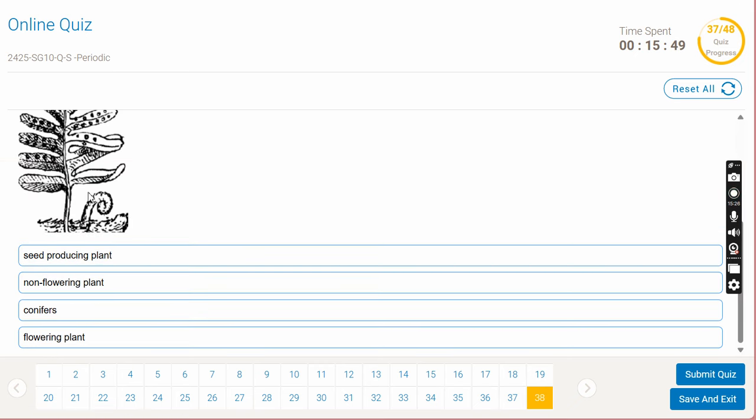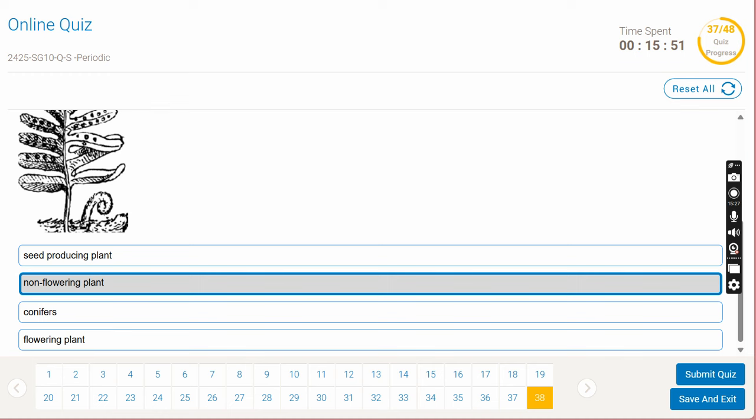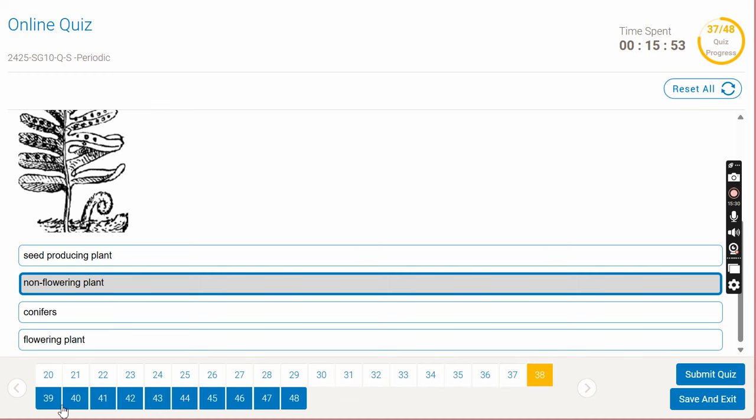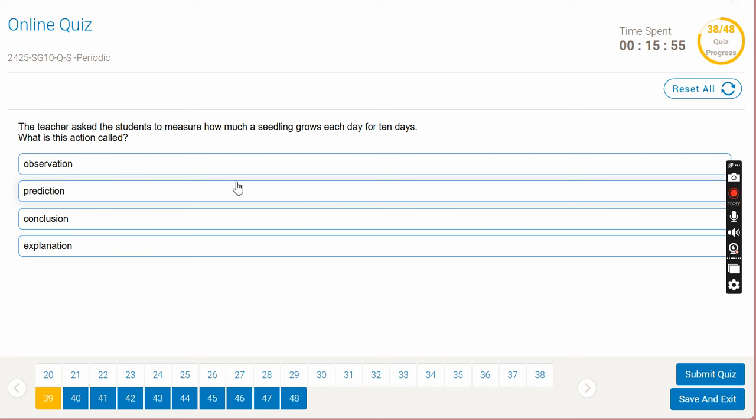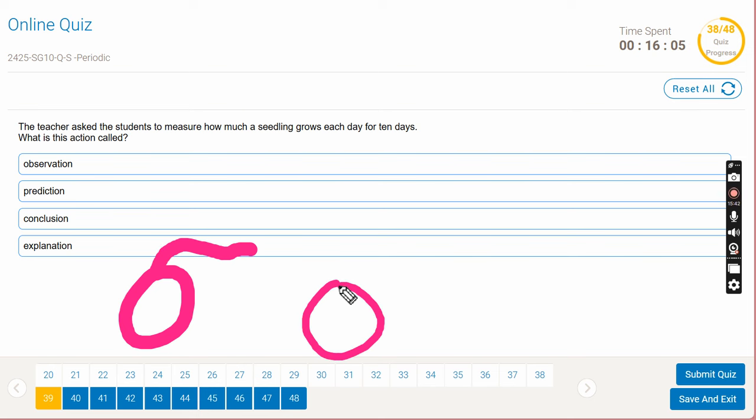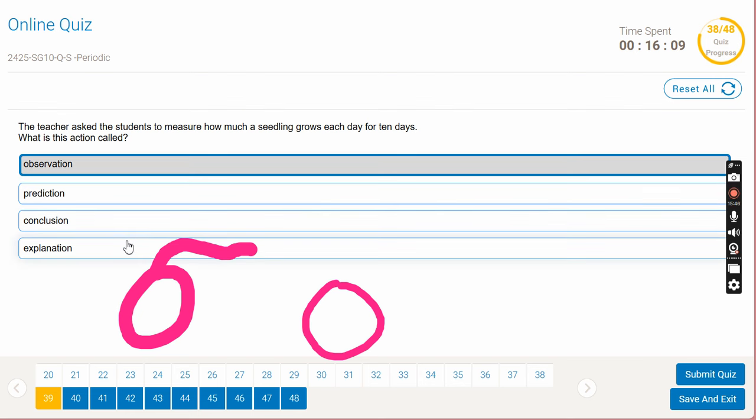Now you can see this plant is not producing any flowers, so we're going to choose it as a non-flowering plant. The next one, the teacher asks the student to measure how much a seedling grows. Remember, a seedling has a stem that grows out of it, right? After every day, you're going to see the stem grow. So what is that? That's your observation, not prediction. You're not going to predict, okay, today it's going to be this long or that long.